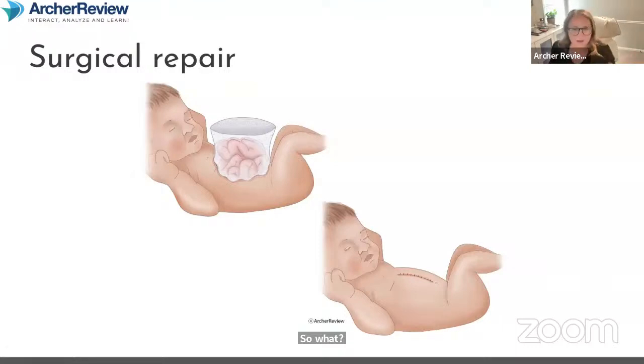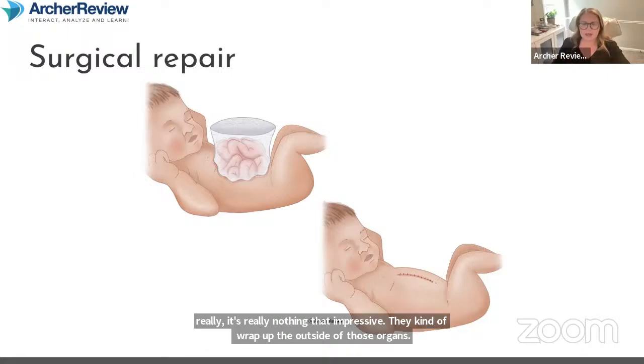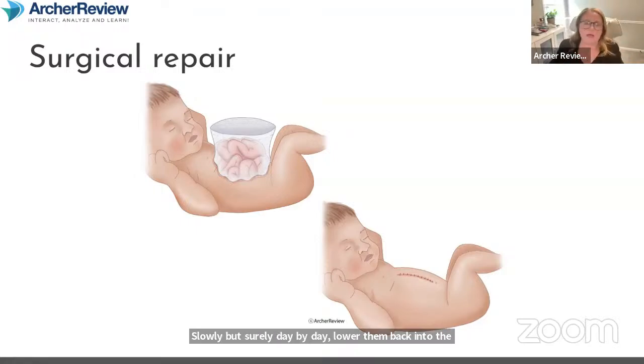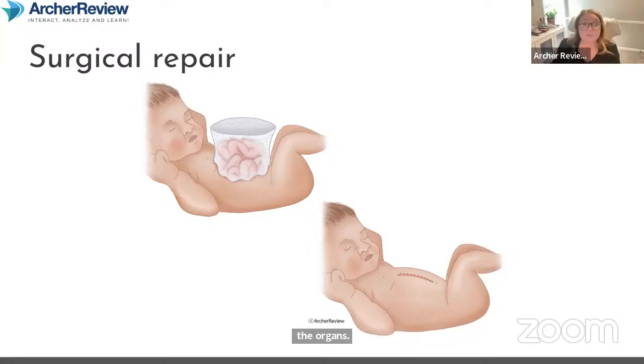They kind of wrap up the outside of those organs. They keep them over that baby's abdomen. So it's like putting a little pressure there and slowly but surely, day by day, lower them back into the baby's abdomen. They're kind of like elbowing their way in, like, make some room for me. But we don't want to traumatize the organs. So we're doing it slowly. Once the organs get far enough in, that's when they can go to the OR, close them up. They'll have a pretty good scar on their belly, like you see there. Baby's better, good to go.